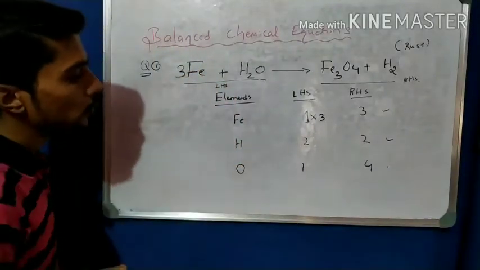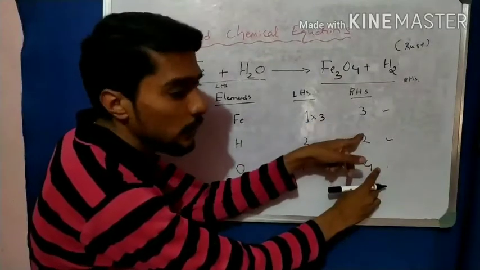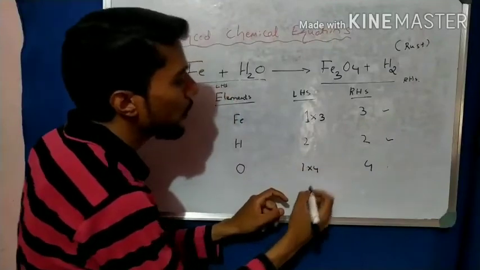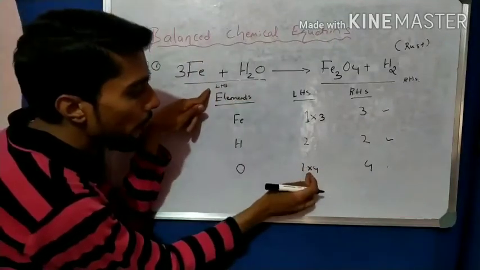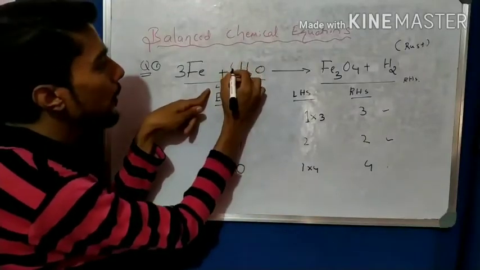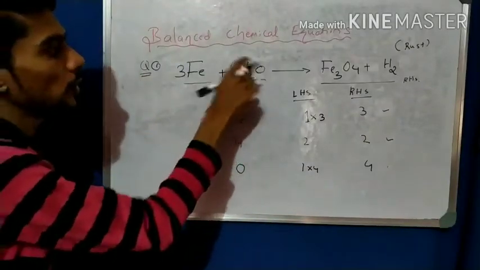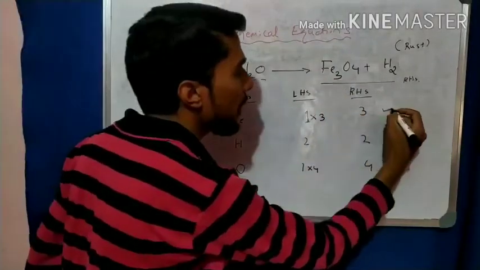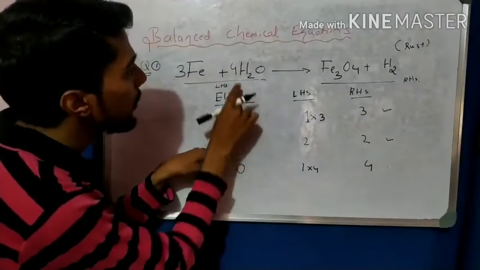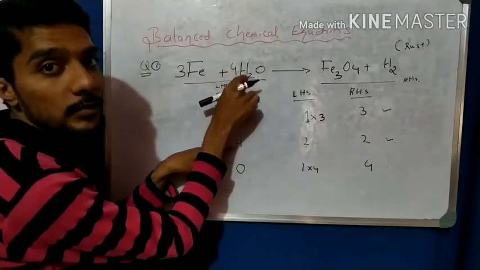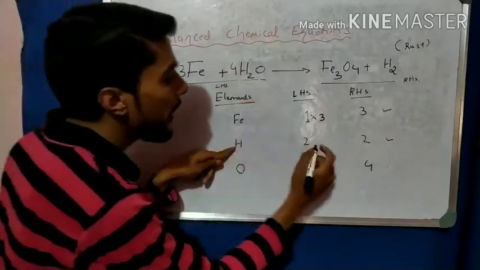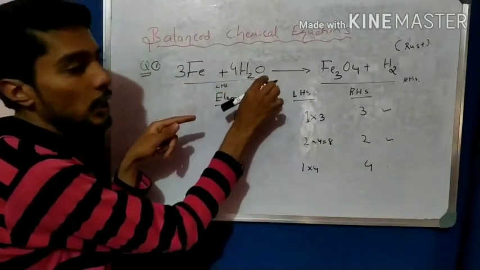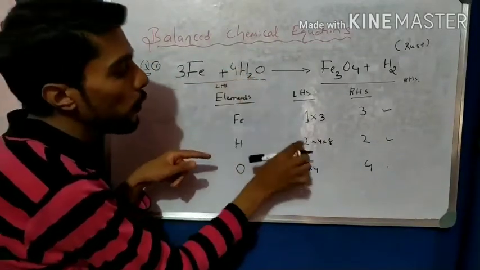So now balance oxygen. On the RHS side, 4 is there. We cannot make it 1, that is not possible. To make it 4, the LHS side must be multiplied by 4. So on the LHS side, multiply 4 to the oxygen. Where is oxygen? Here. So we multiplied it here, and oxygen is 4. Now check again. Fe3 is balanced. But hydrogen is disturbed. 4 into 2 is 8. Because we multiplied 4 to the oxygen, it is automatically also multiplied to the hydrogen. So 4 into 2 is now 8.